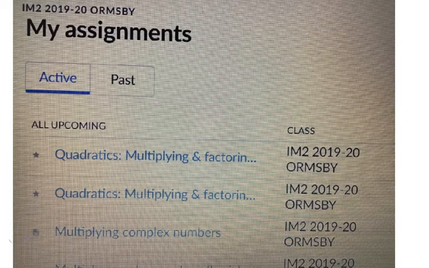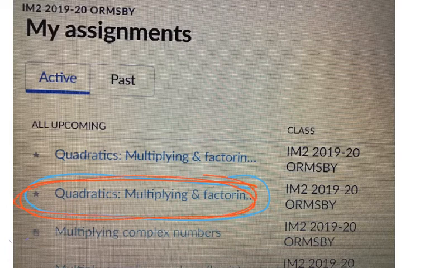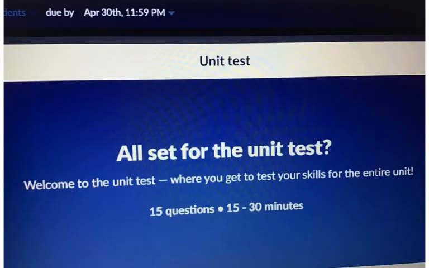And as you can see here, this is my personal assignment page. I'm pretending to be a student of my own class. So your page should look similar to this. Somewhere on there, even if you're IM3, you should have quadratics, multiplying, and factoring. And it's actually a unit test. 15 questions. Woo, let's get started.